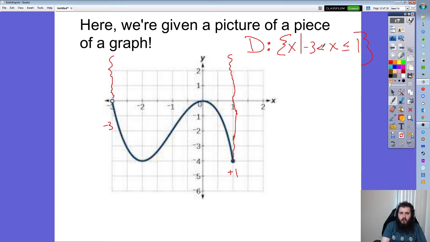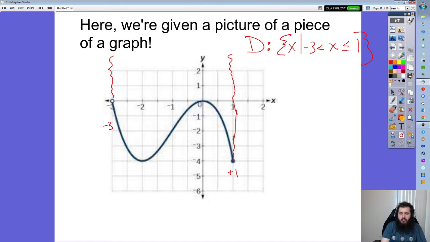Now notice the difference here. Strictly less than because it's an open circle, and a less than or equal to sign because it's a closed circle. Keep that in mind when you're going through. Open circle, not equal to. Closed circle, equal to.